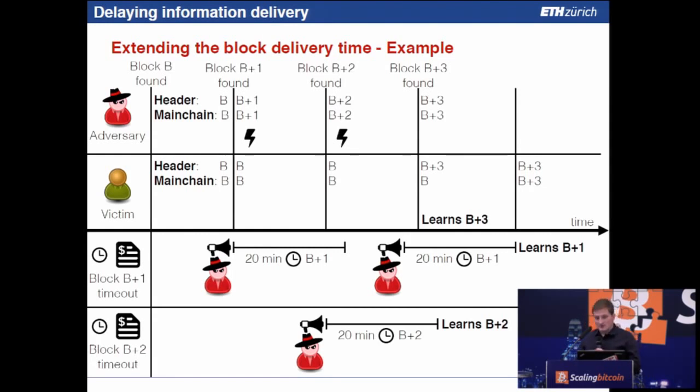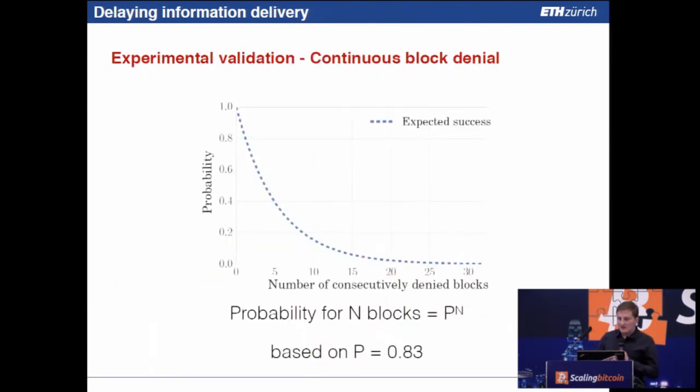Okay? So it's basically an interactive way of advertising a hash, waiting, and re-advertising the hash in order to re-trigger a timeout. So our expected success is the following. On the x-axis, you can see the number of consecutively denied blocks to a particular victim; we went up to 30 consecutive blocks. On the y-axis, you can see the probability of success. We based these expected results on p equal to about 80%, which is reasonable, and we've seen this is realistic in our setting.